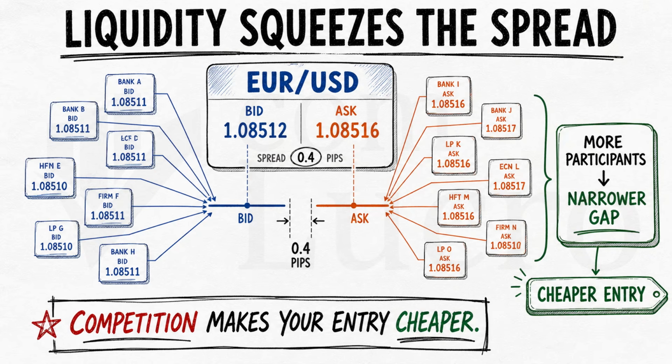That sounds abstract, but you have already seen its first consequence: the spread. In the spreads video, we said that Euro/USD is cheap because there are so many participants competing to buy and sell it. Liquidity is the reason that competition exists. More people at the table means the gap between the buy price and the sell price gets squeezed tighter.